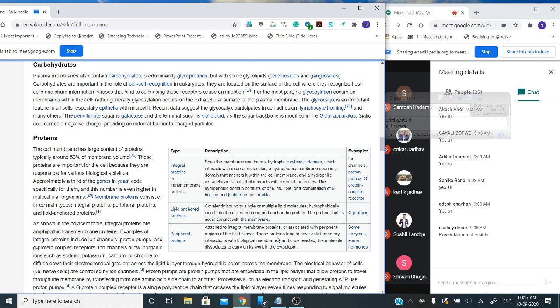It is modified in the Golgi apparatus. Sialic acid carries a negative charge, providing an external barrier. Again, if you remember the cell membrane from last year, you might have studied that there are two important things happening. One is the electrochemical gradient, and the second is the concentration gradient.